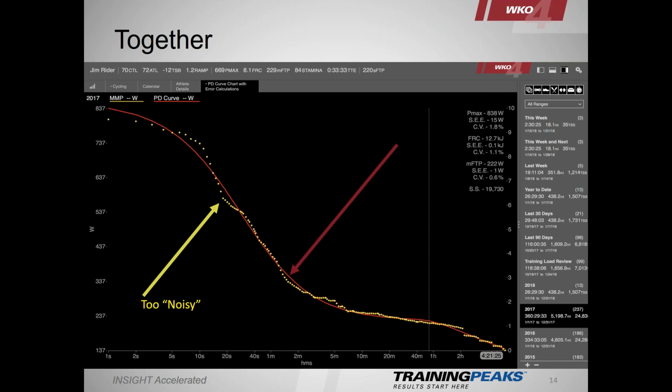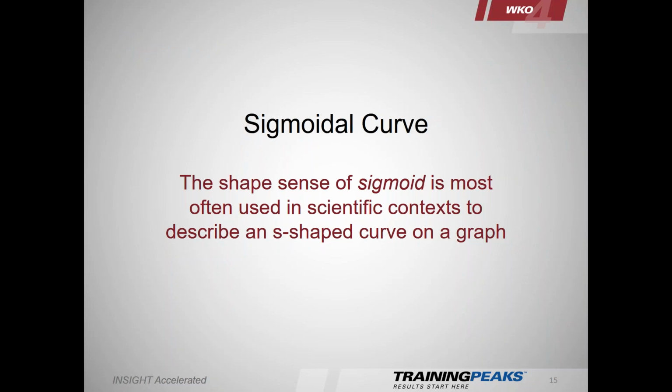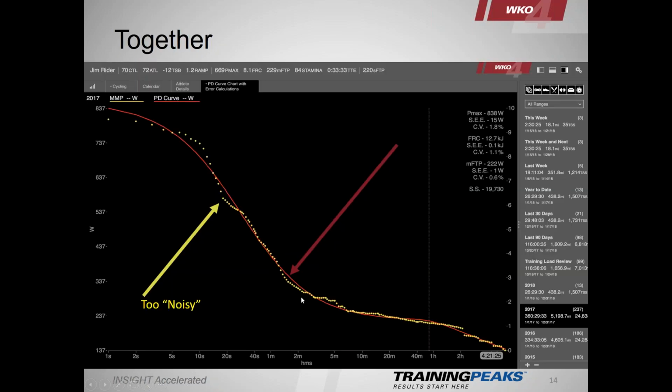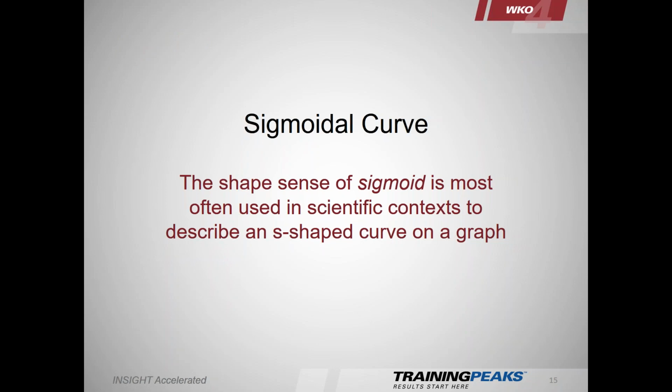The reality is we're going to have some people on this that understand modeling and math really well. Just know I'm going to be giving some short answers to models. The shape of the curve is what's known as sigmoidal. A sigmoidal curve is a simple definition, but it is important that people understand it. The word sigmoid is most often used in scientific context to describe an S-shaped curve or graphic. But for those who know a little bit more about math, there's actually a sigmoidal function going on underneath the process and what drives that curve.